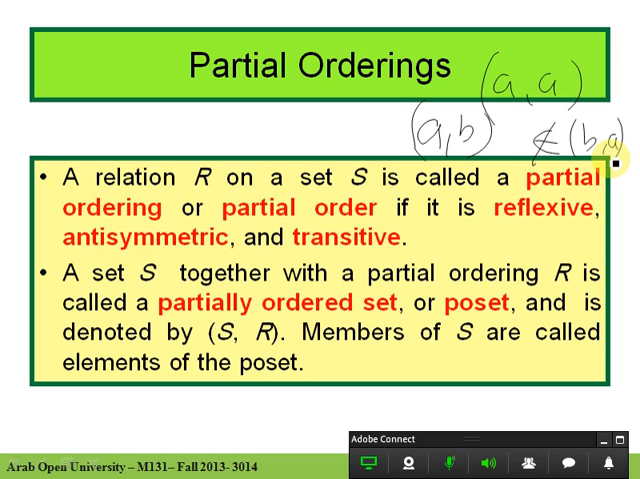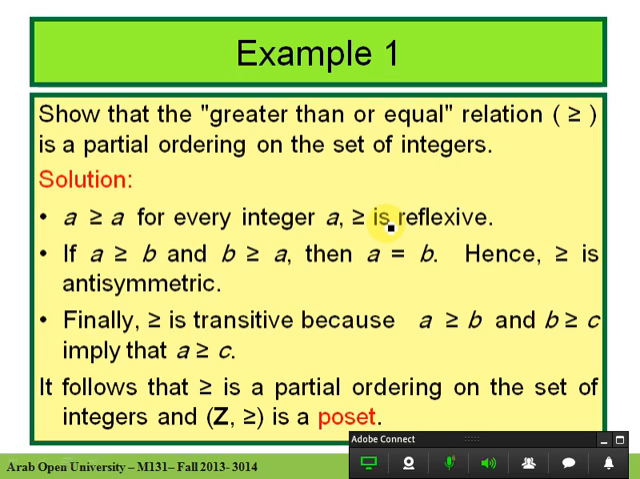Okay. And transitive, the same thing. If there is A comma B and B comma C, then there should be A comma C. Now you have to check this for the given relation R on any set. If these 3 properties are satisfied, then that relation is called a partial order relation. For example, show that the greater than or equal relation is a partial ordering on the set of integers.